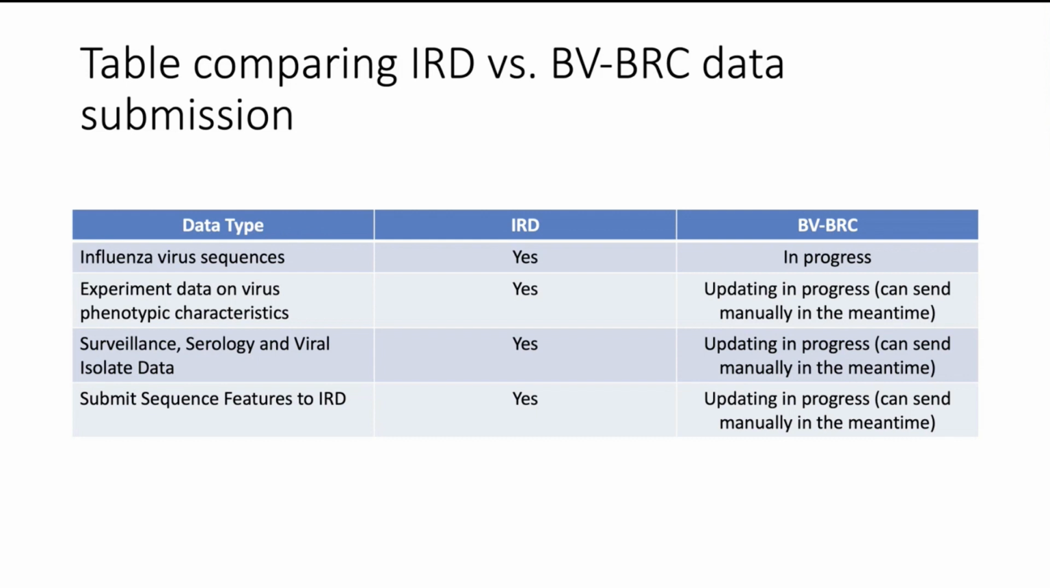In terms of data submissions, you can still do that through IRD, through the legacy site, and we are in the process of updating it. So for people who use our sequence submission service, you can still do that through IRD, but you should be able to do that through BV-BRC shortly. And therefore, for anyone else who submitted other data types to IRD, including experimental data, surveillance or serological data, you can also email us and send us those things manually in the meantime, and we will upload them to the BV-BRC.